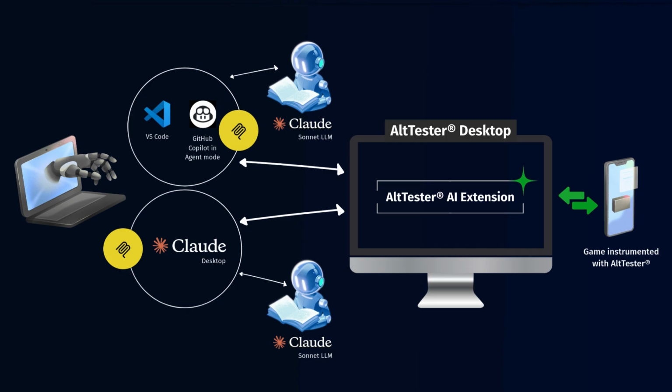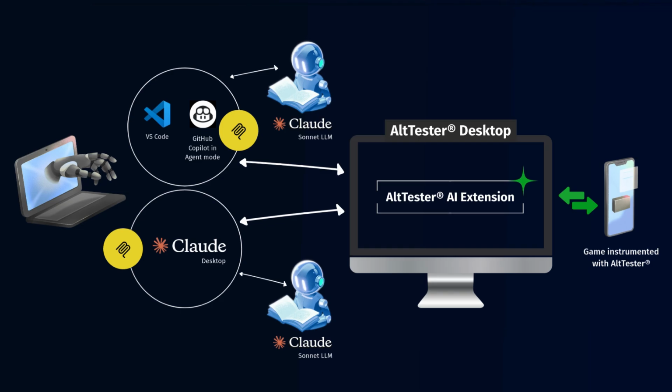The AltTester AI extension is itself an MCP server. This means Copilot or Claude can query the extension for live information about the game, objects on screen, UI state, player position, etc., and then use that real-time data to generate accurate, context-aware automated tests.